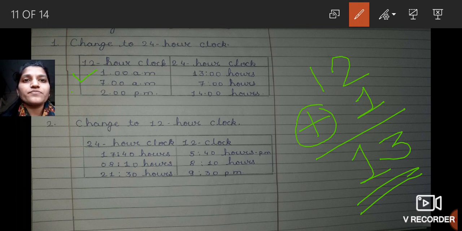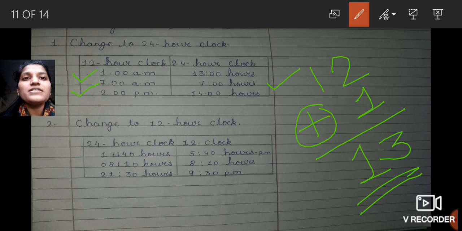Next one. Now students, here 7 a.m. is there. Okay, so here we have to remember that if the number is below 12, means according to clock, if the number is below 12, so at that time we cannot change the time, so it will remain as it is, 7 hours.